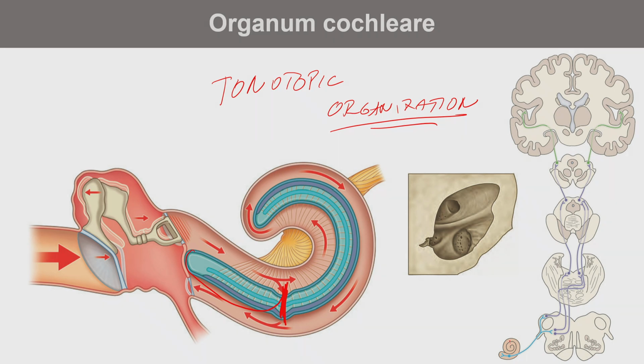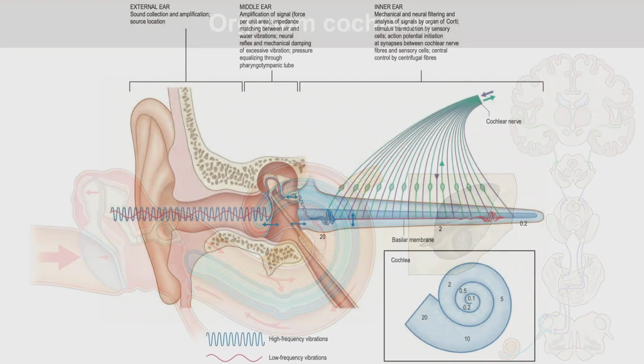The information from the cochlea is then split in the cochlear nuclei and transmitted through the brain. Please remember that the information from one ear is distributed to both primary auditory cortical regions.